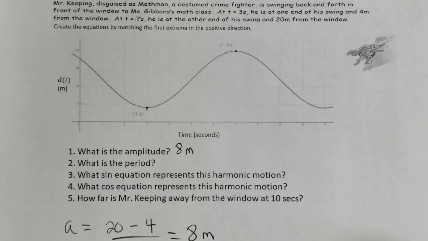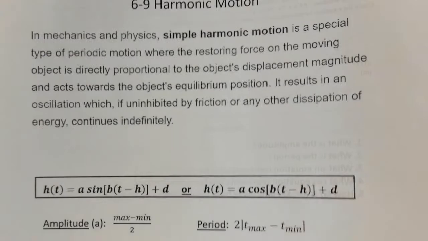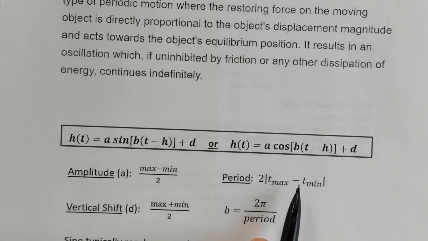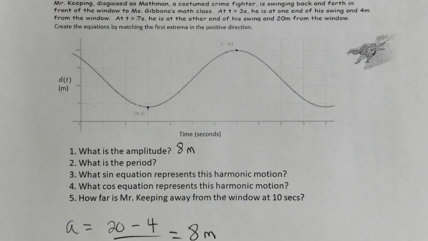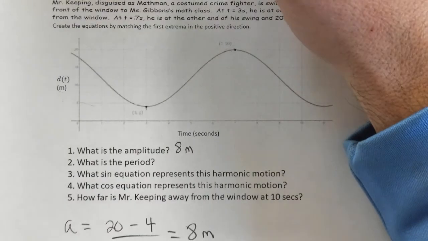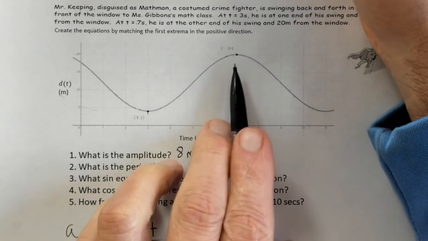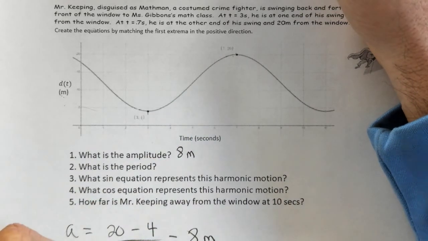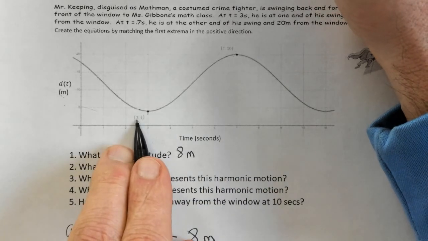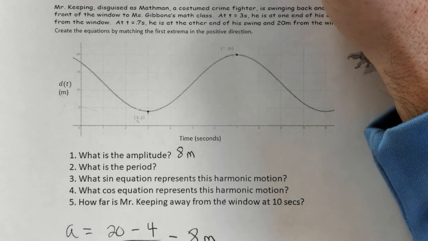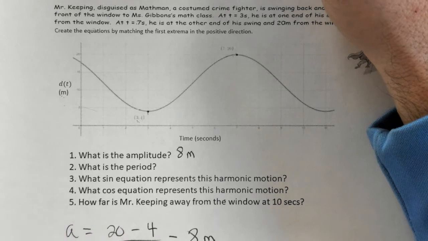We want the period next. So how do we calculate the period? Well, the period is going to be 2 times the absolute value of the time of the max minus the time of the min. So keep that in mind. With the period, we're going to go 2 times the absolute value. The time of this max is 7, and we'll go minus the time of this other one, which is 3. And so 7 minus 3 is 4, times 2 is 8. And so the period is 8 seconds. All right, so 8 seconds is the period.